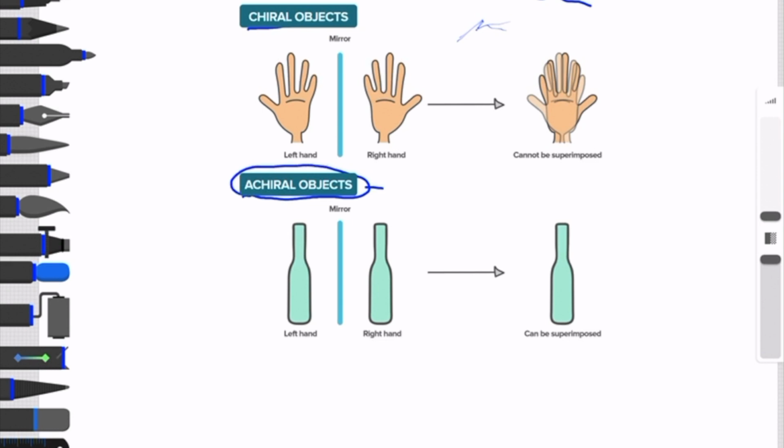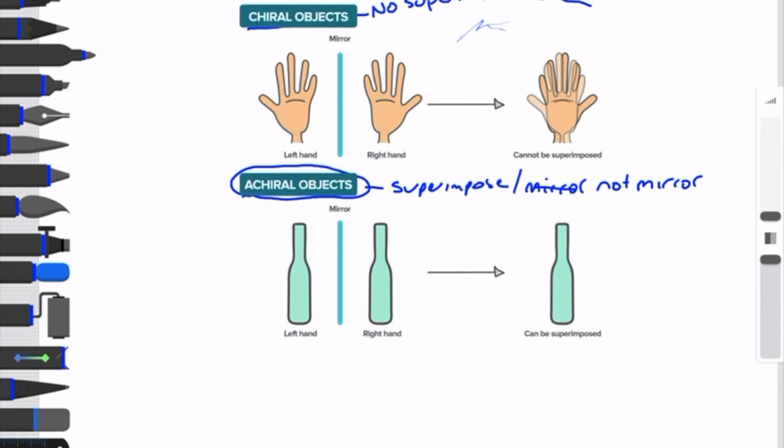Remember, achiral is superimposable, and chiral, not superimposable. Or, to make it simpler, mirror image. This will be mirror image. This is not mirror image. Okay? Let's take a look at our chiral objects.